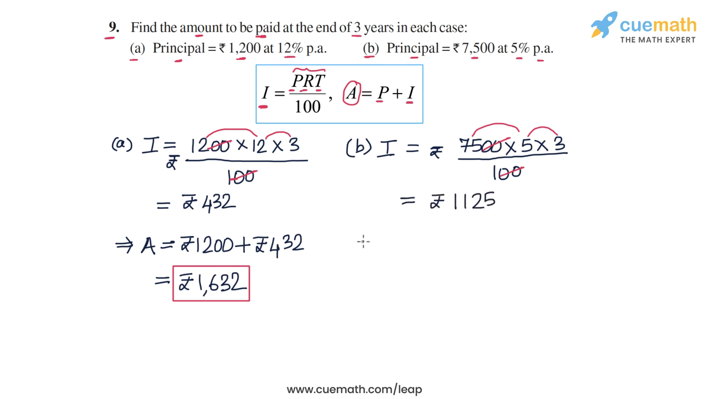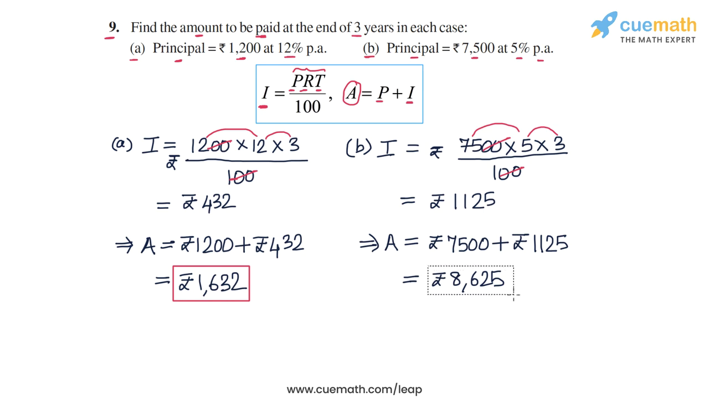1125. So now the amount to be paid at the end of 3 years will be principal plus interest. So rupees 7500 plus the interest that we have calculated, 1125, and this sum is rupees 8625. So in part B, the amount to be paid at the end of 3 years is rupees 8625, and this completes question number 9.